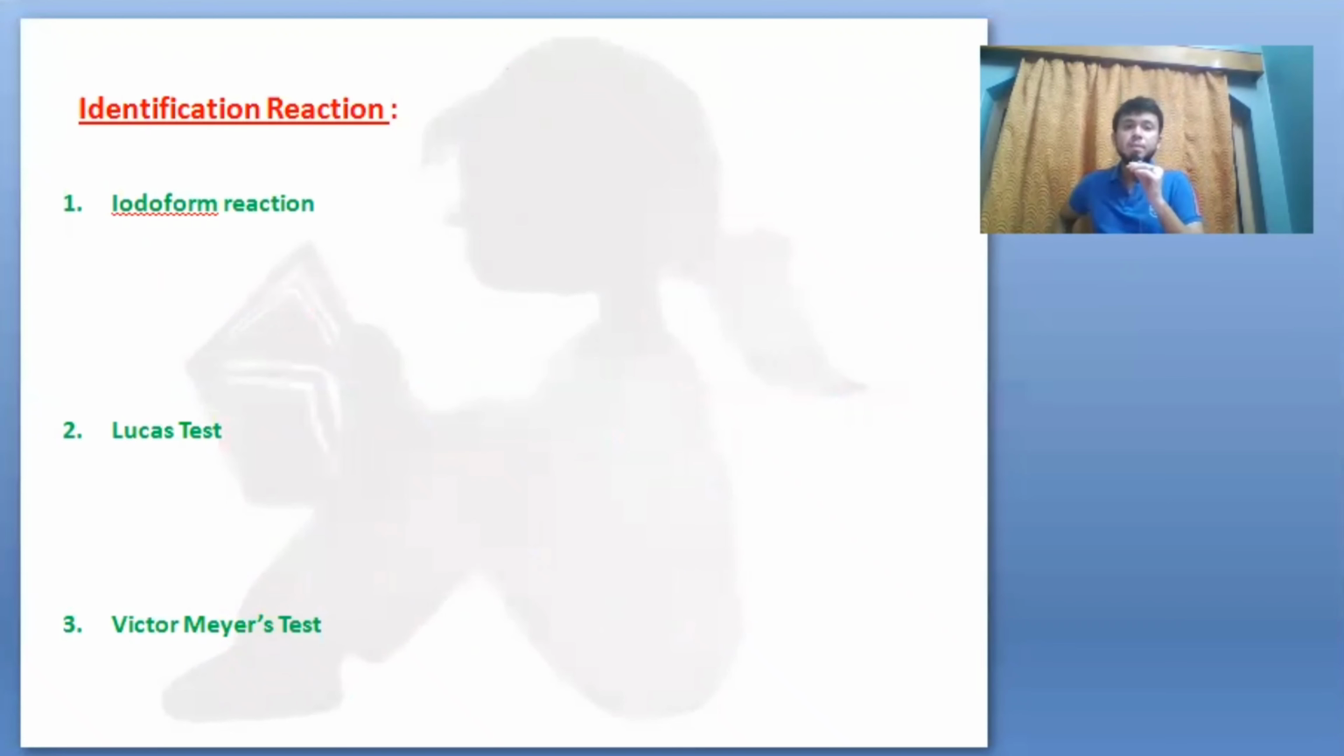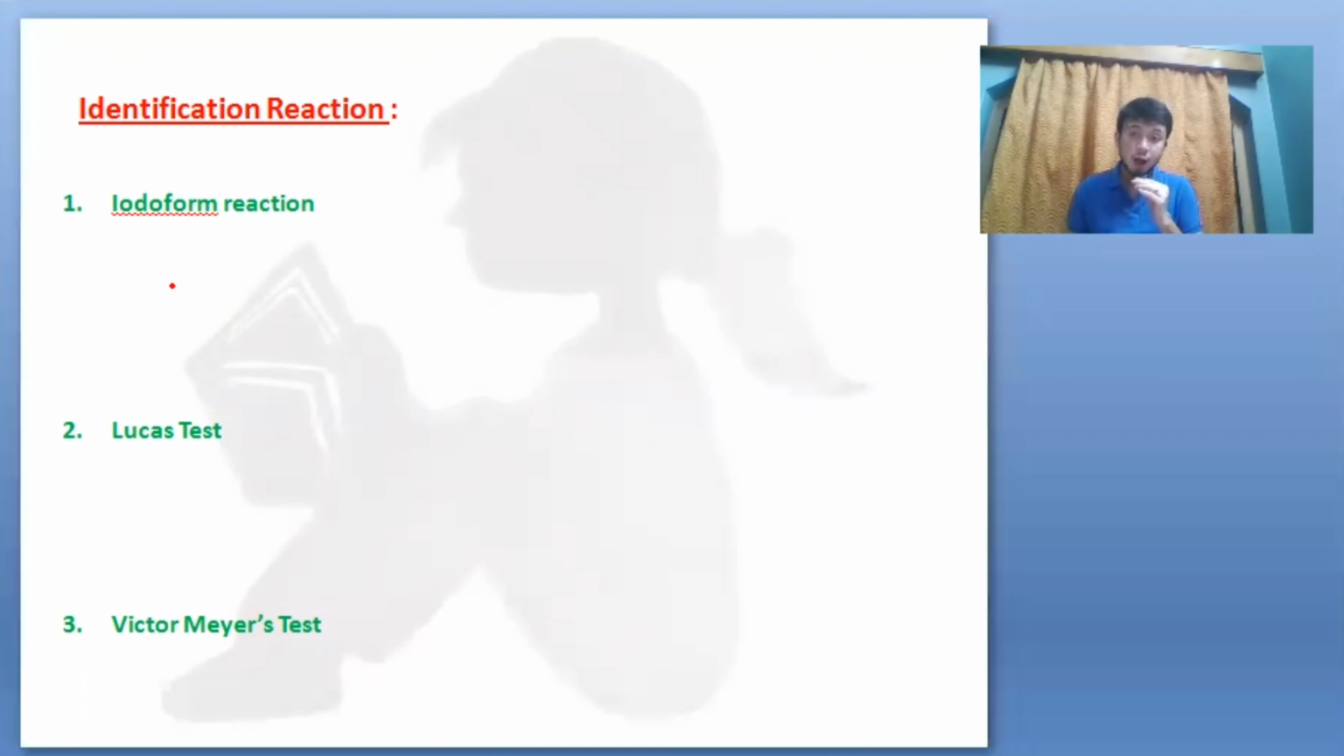Now let's see our identification reactions. What is an identification reaction? Identification reactions are how we separate alcohol from other molecules, that is, ester and ether. Okay, how we separate them and identify what kind of alcohol it is. That means 3 degree, 2 degree, or 1 degree.